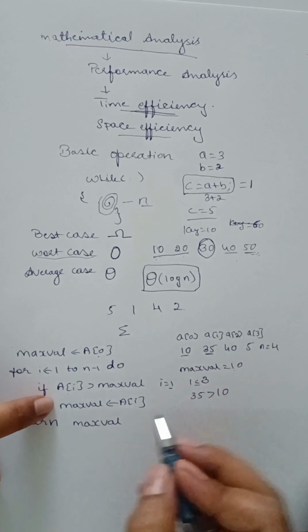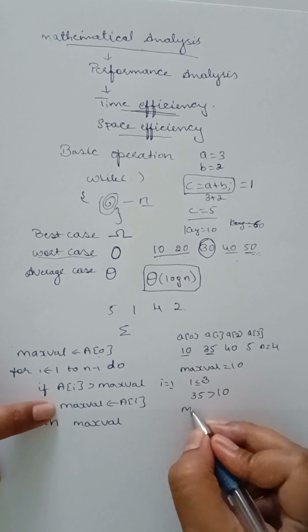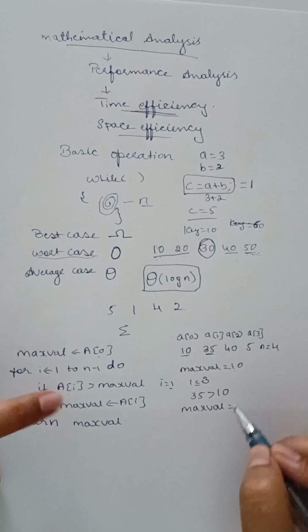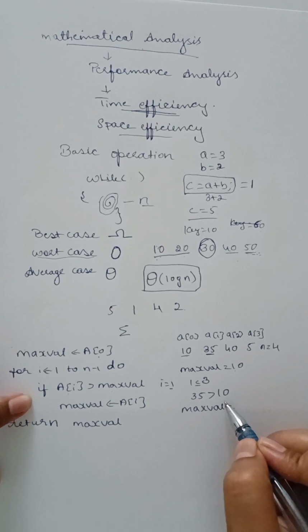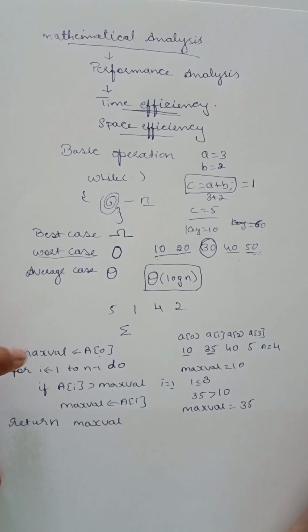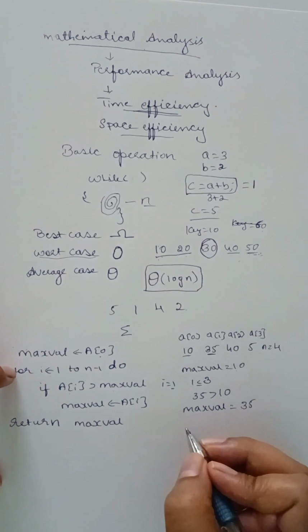Now what will the new max value be? A of I. Previously the max value was 10. Now I have compared: 35 is greater than 10. The condition is true, so 35 will become the max value. Once again, increment the value of I.